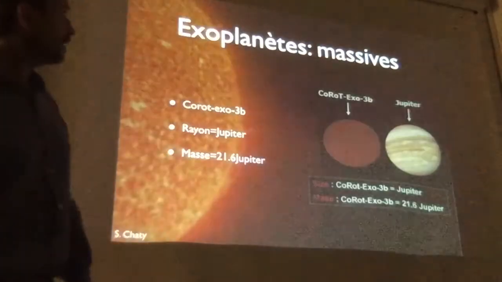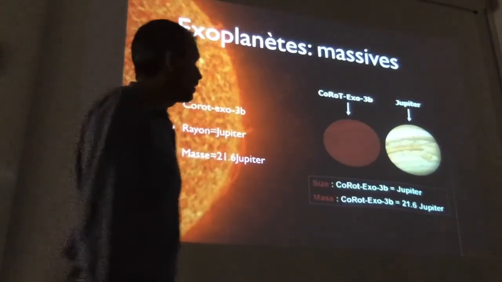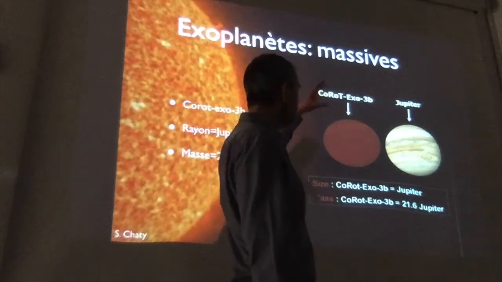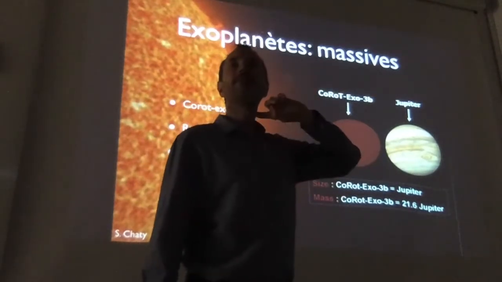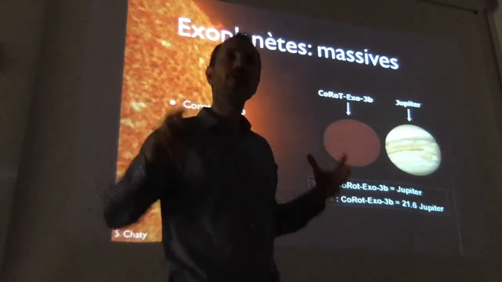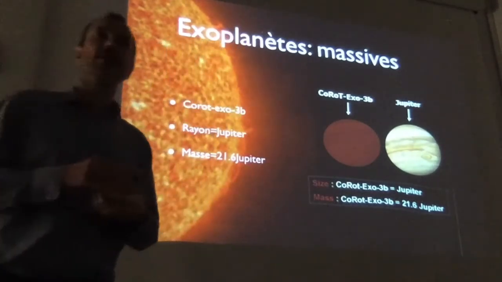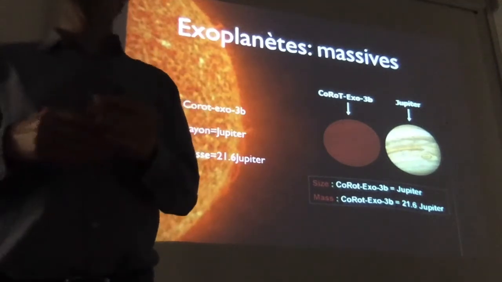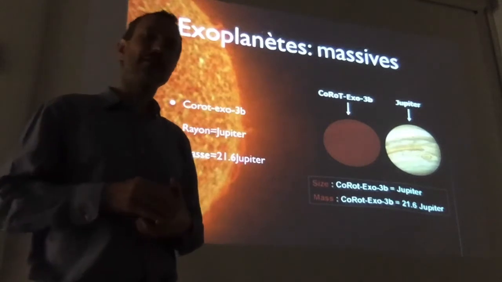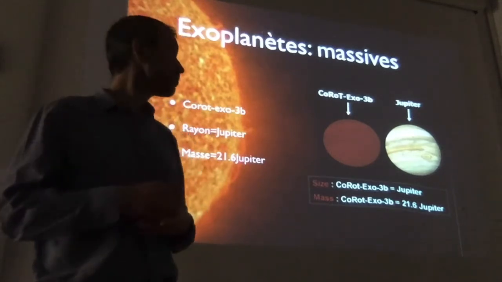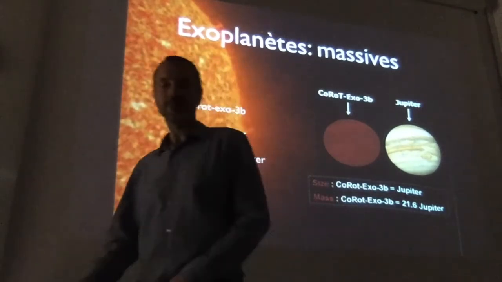Massive planets. This is, for instance, CoRoT-Exo-3b. The size is the size of Jupiter, but the mass is 21 times the mass of Jupiter, which means that it's much more dense. Probably it has a core which is much bigger. Instead of measuring 1/10 of the size of the planet, it must measure probably at least half of the mass of Jupiter. It's 21 times more massive.